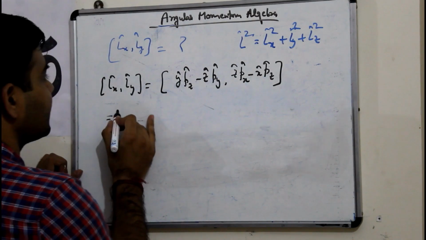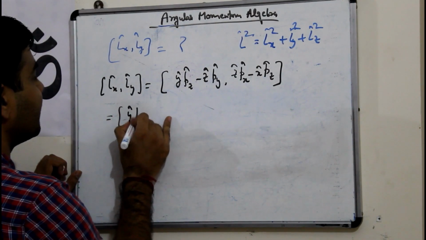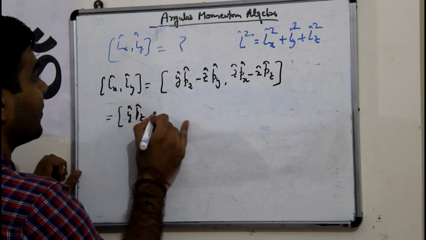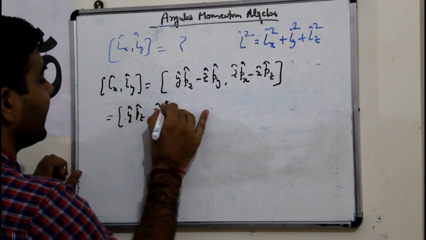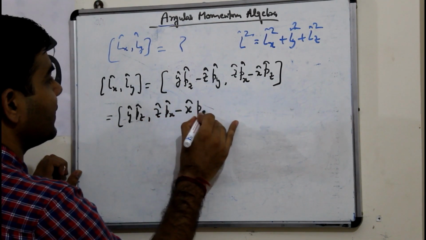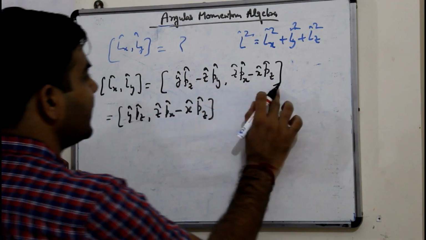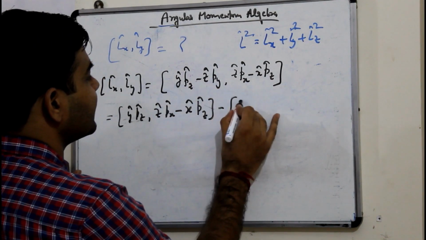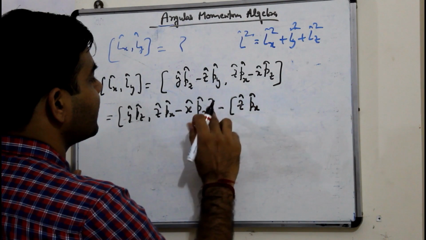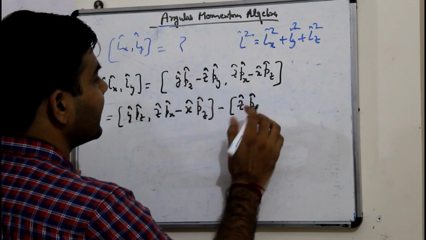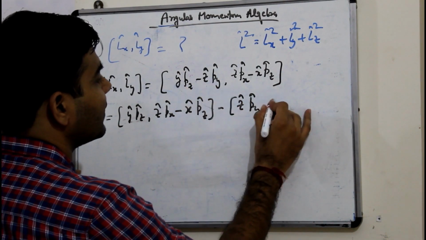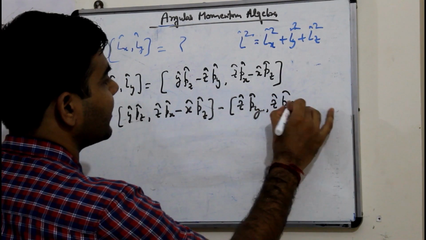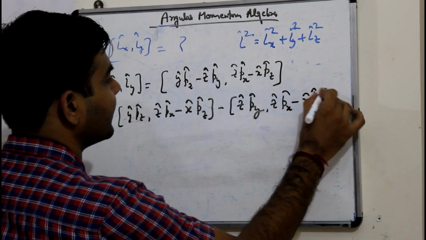What we get is the following: y hat pz hat comma z hat px hat minus x hat pz hat, this with this, minus z hat py hat comma z hat px hat minus x hat pz hat. This minus is due to this.